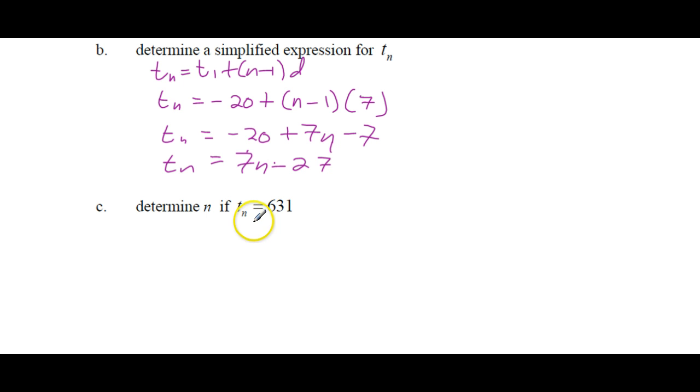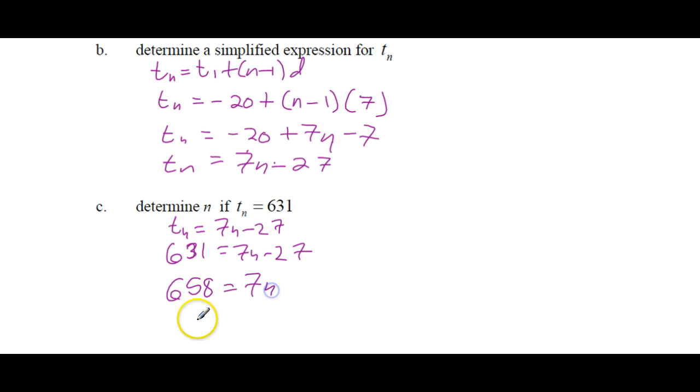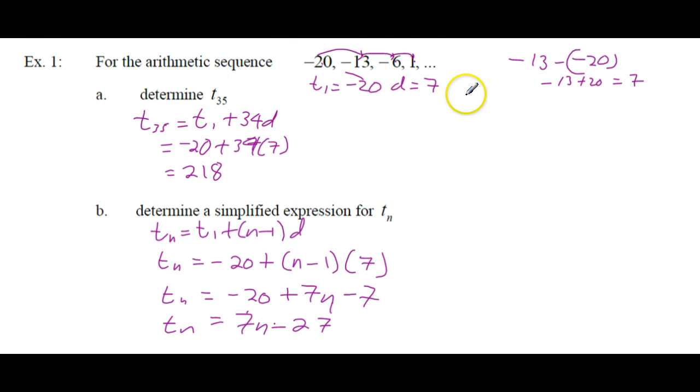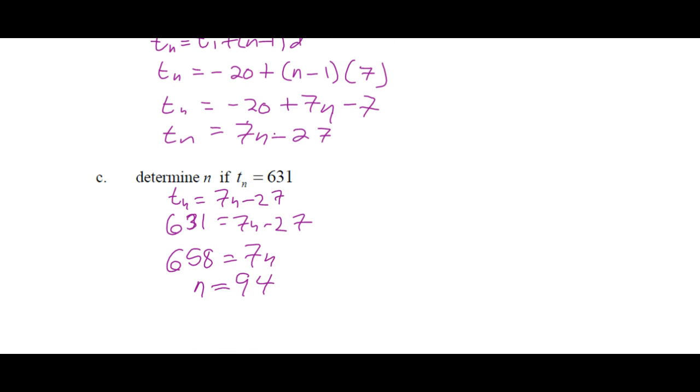Determine n if T sub n is 631. Now this is all part of the same problem, right? So we've got T sub n is 7n minus 27. So that's our formula. We're going to fill in 631 is 7n minus 27. Add 27 to both sides. That'll be 658 is 7n. So n is, what do we get? 94. So n is 94. So T sub n, the 94th term of this sequence, is 631.